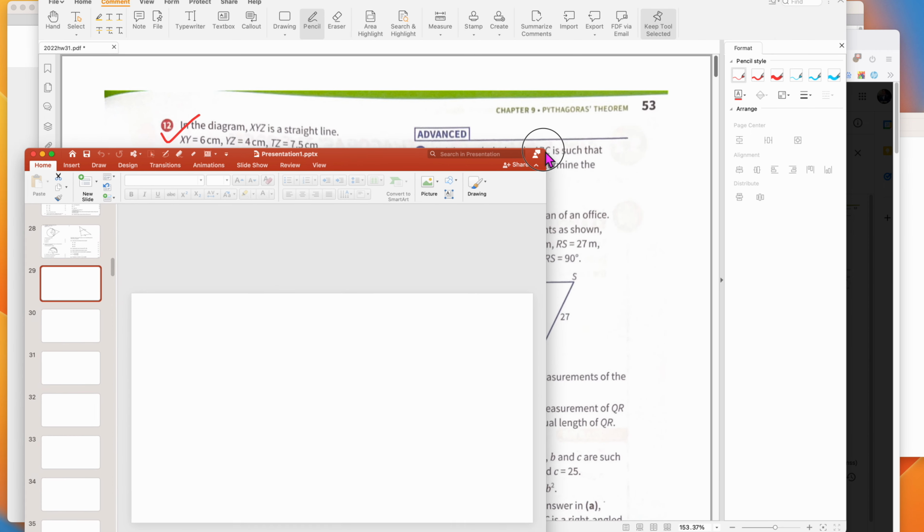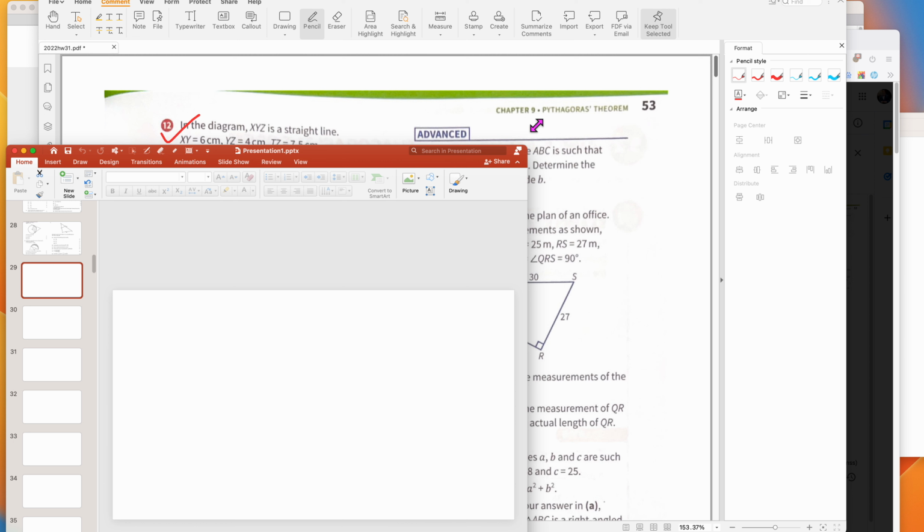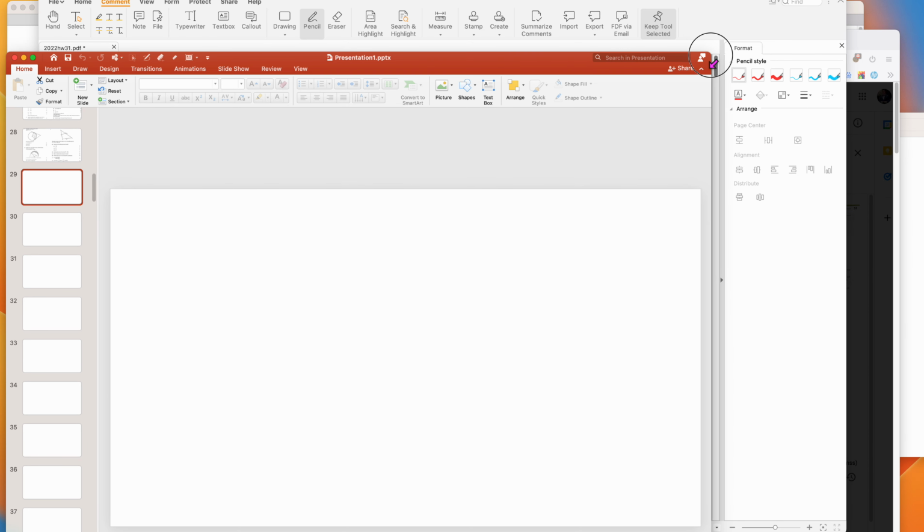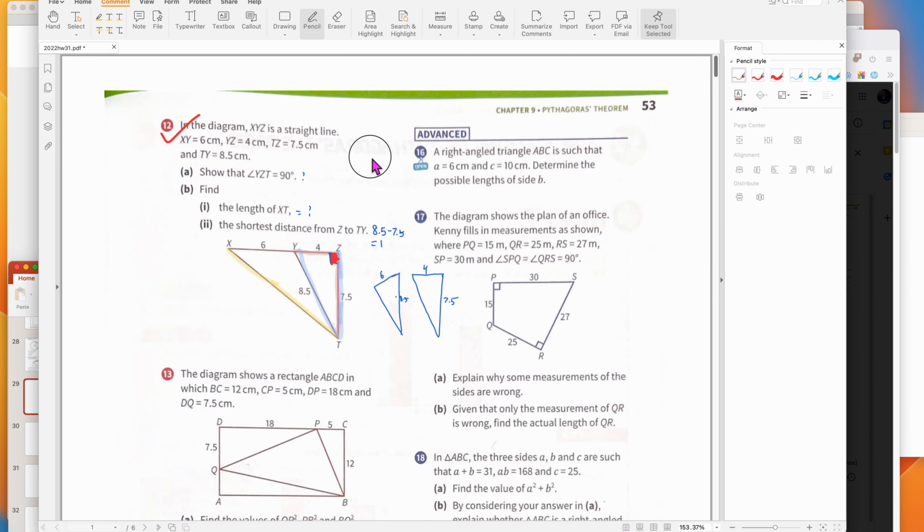Oh, by the way, you are given a hint here in chapter 9. Can you see the top right corner of the page? 53. They say what? Chapter 9, Pythagoras theorem, right? You are given a hint already. So what is the Pythagoras theorem like? What's the Pythagoras theorem?